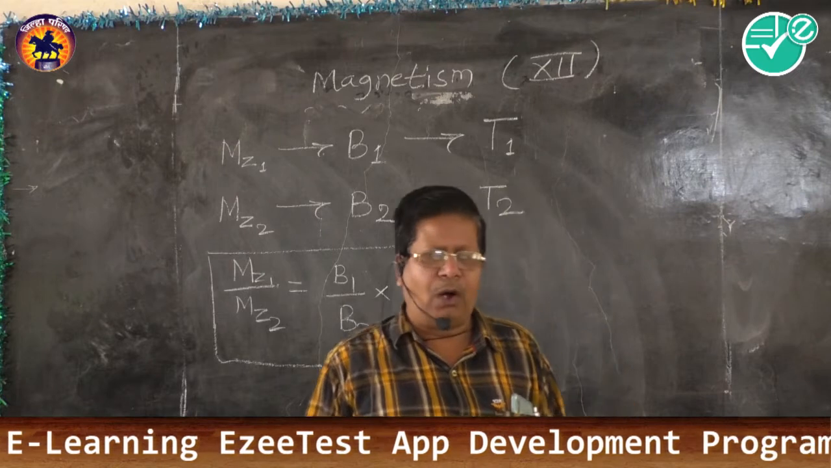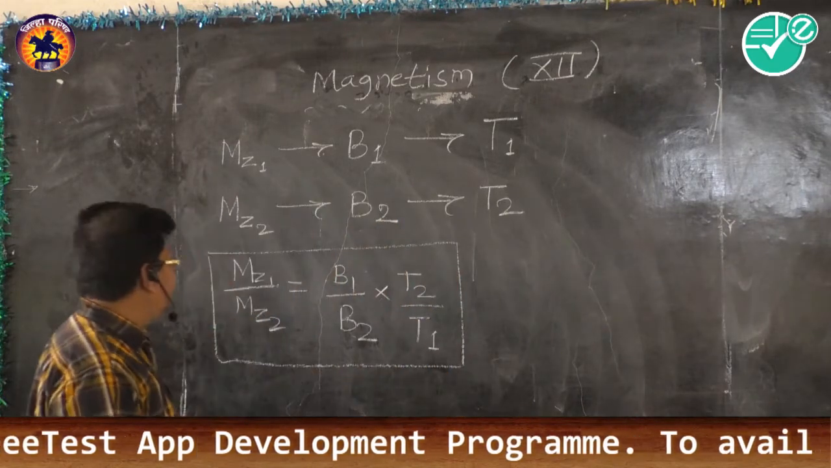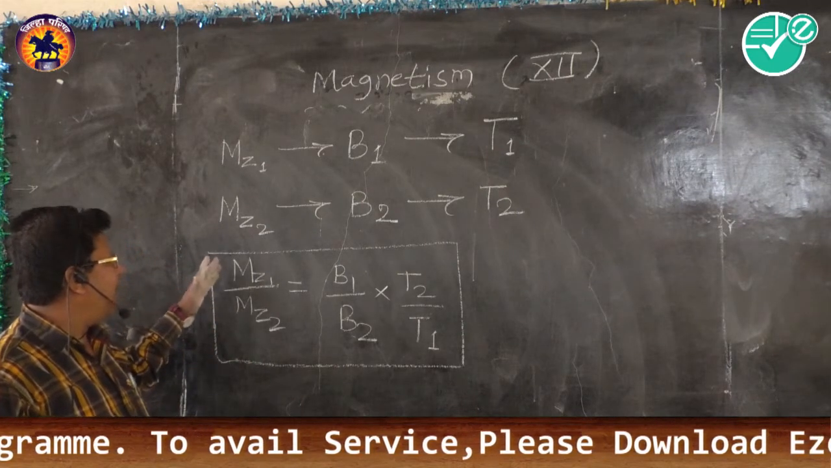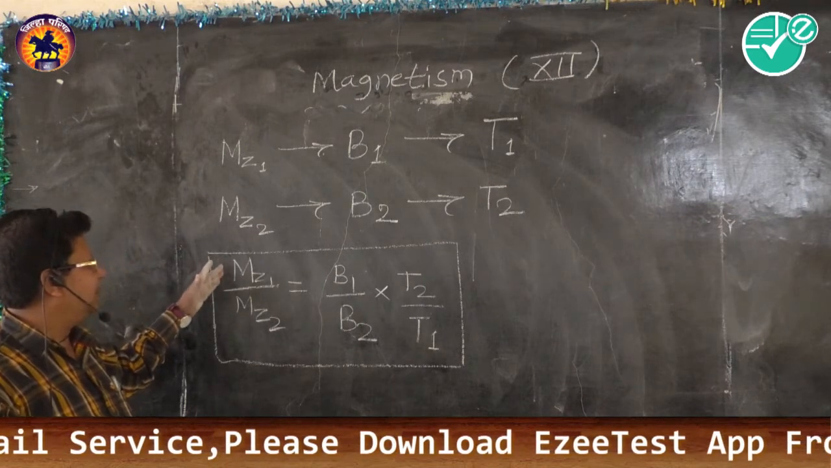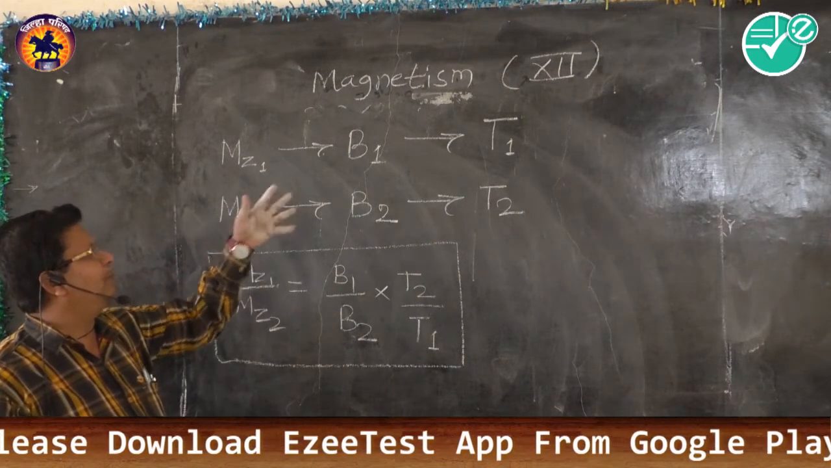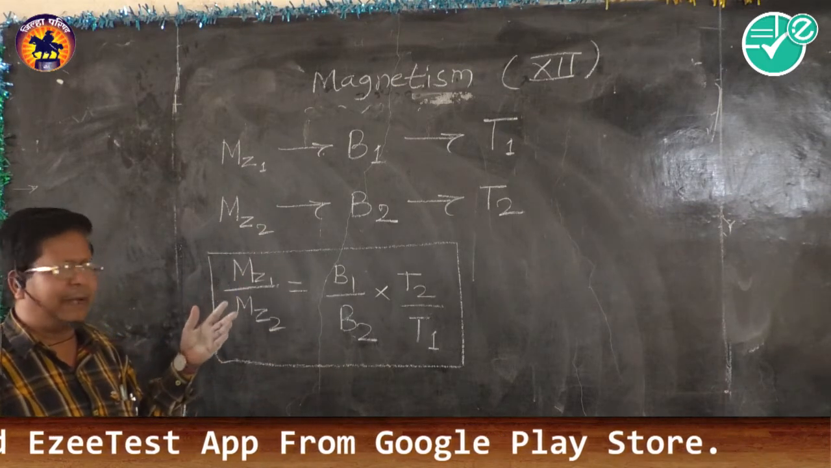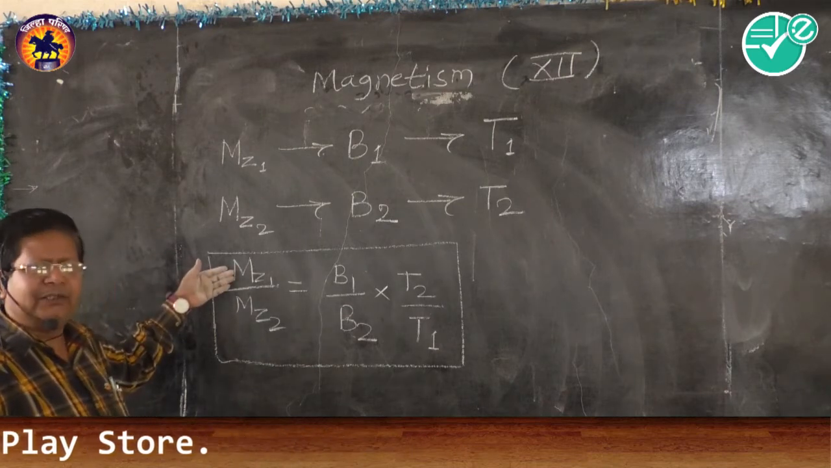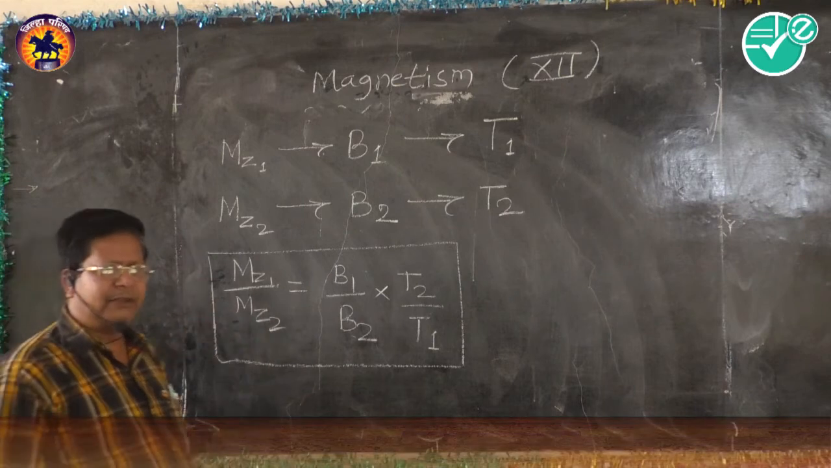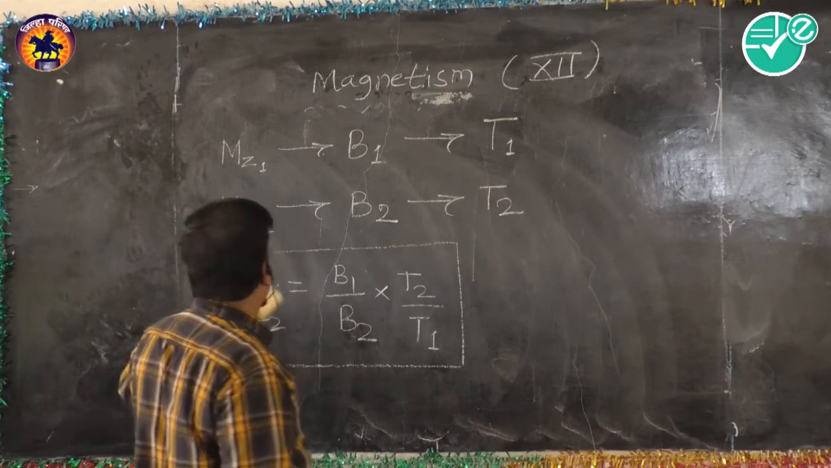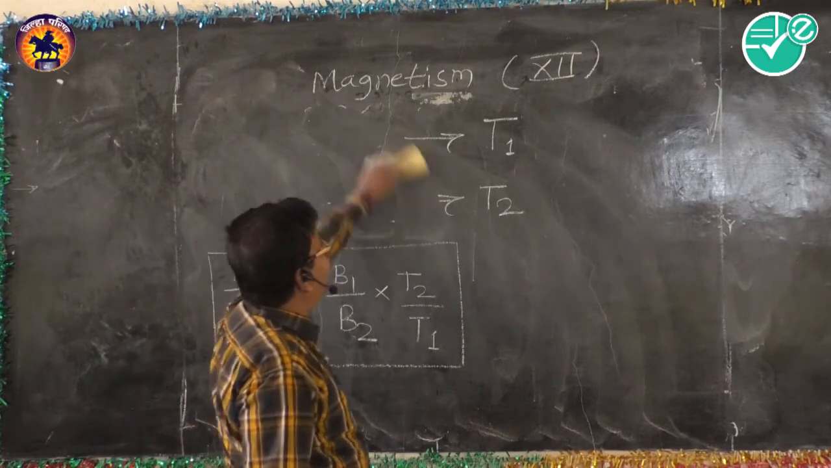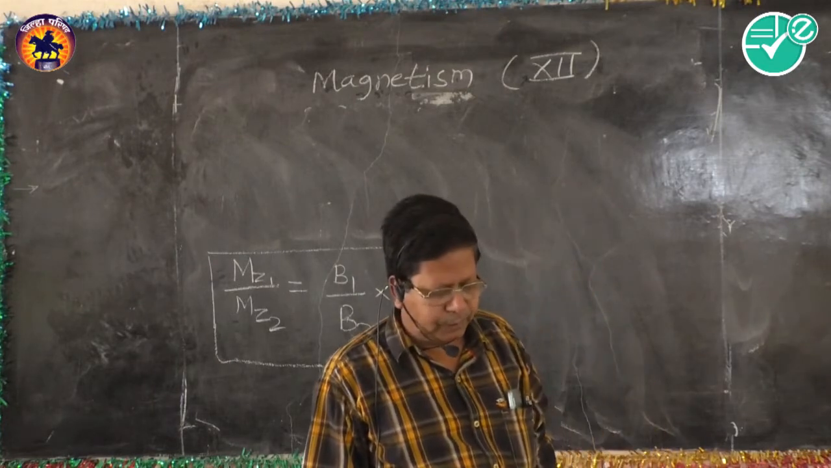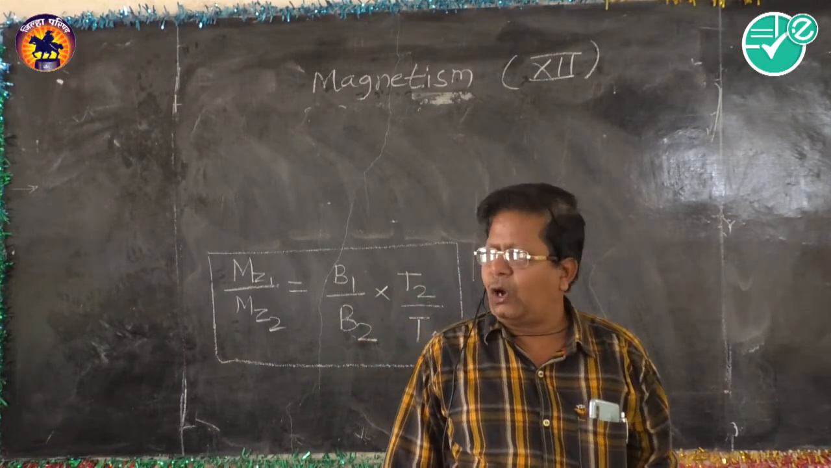So from Curie's law we have the formula Mz1 divided by Mz2. That means the ratio of magnetization of a paramagnetic substance at two different temperatures having two different magnetic inductions, and if one of the magnetizations is known, then the other magnetization can be calculated. Now, depending upon this formula, we have to solve a numerical.